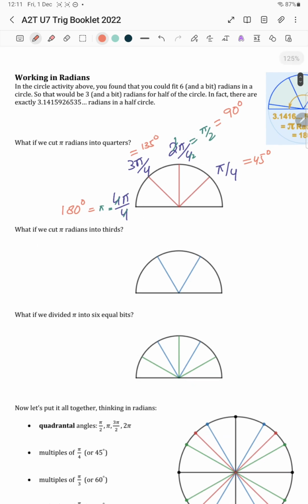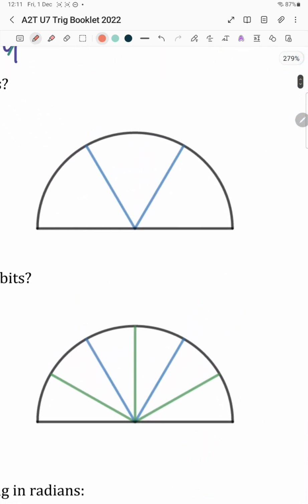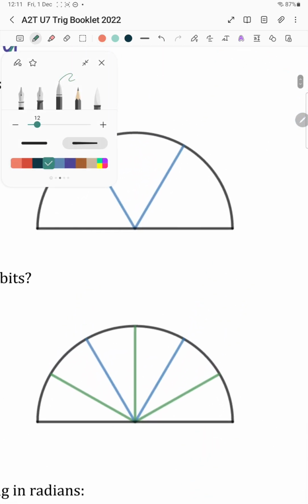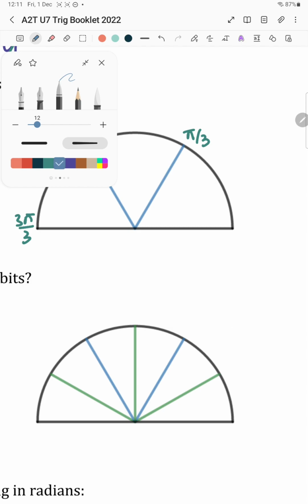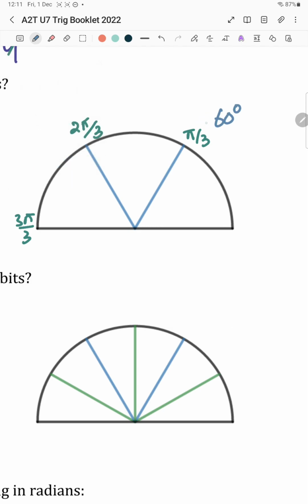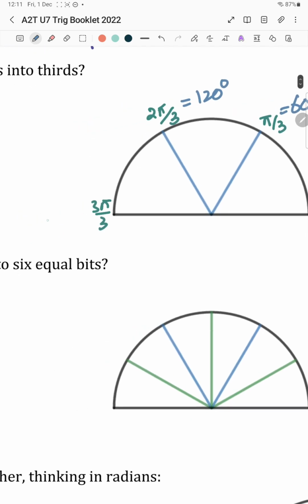What if we cut pi radians into thirds? Now we're going to cut in thirds. Pi by 3, 2 pi by 3, 3 pi by 3. We can also write it as 60 degrees, 120 degrees, 180 degrees.